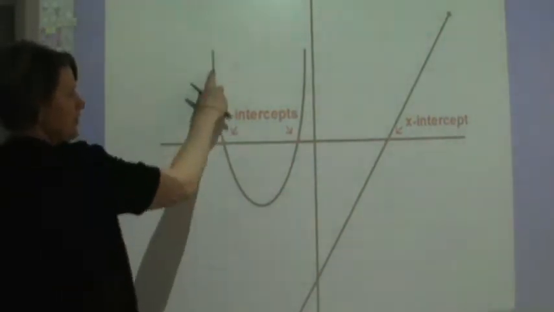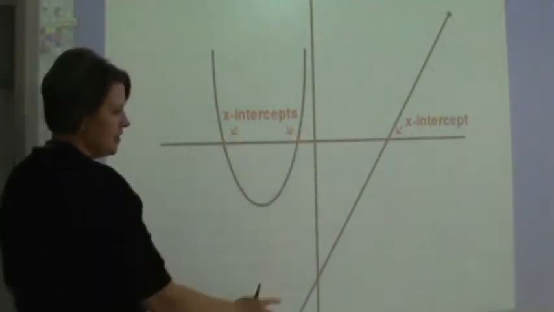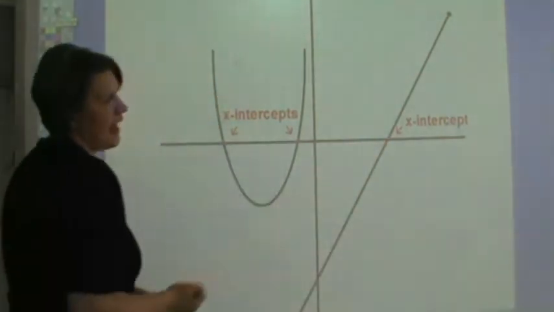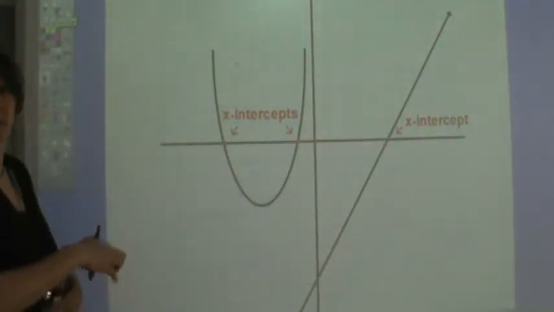Okay, here's another example of another parabola. This would be its x-intercepts. Here's an example of a line, and then that would be its x-intercept, which we've talked about before, chapter 8.